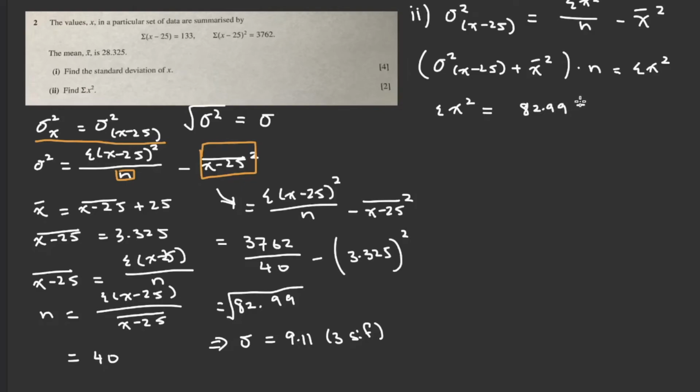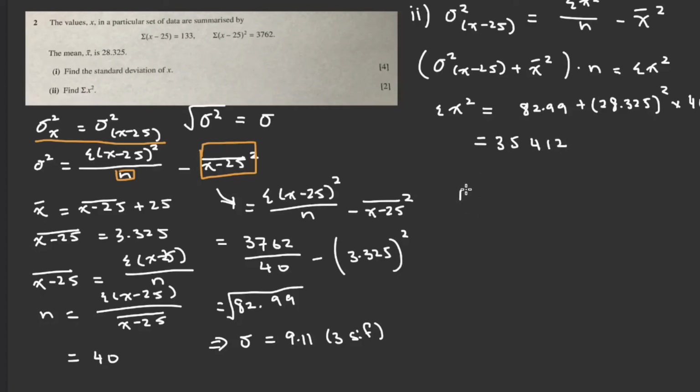plus x bar squared, which is 28.325 squared, times 40, which is n, which gives us a value of 35412.